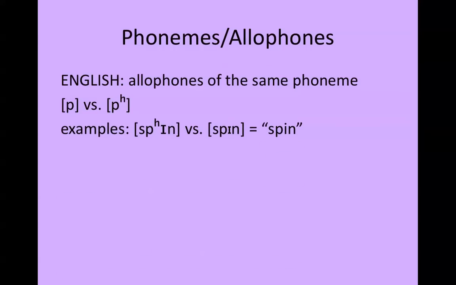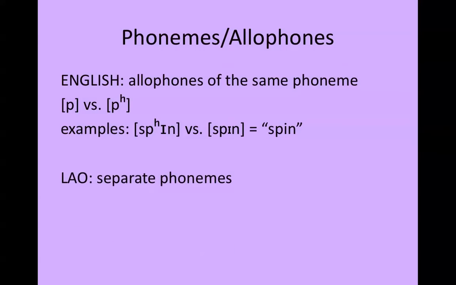So here are some examples. Spin, spin, and spin. Now, these are allophones of the same phoneme because the two p sounds are very similar. They have very similar qualities. However, there is a slight, very subtle difference between the two sounds. And as you see, they do not affect the meaning of the word, so that's why they're allophones. Whether I say spin or spin, you understand what I'm saying with both. They both have the same meaning, which would be spin, as in to twirl.